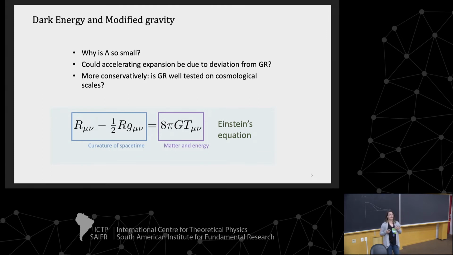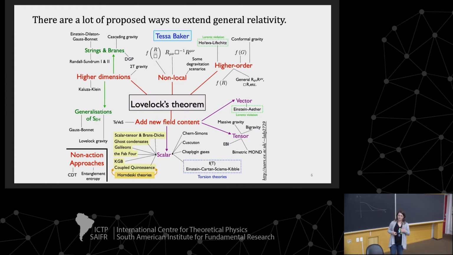But one of the things you can ask when we're trying to understand dark energy is whether the accelerating expansion of the universe could be a sign that general relativity needs to be extended in some way. More conservatively, by looking at models which extend general relativity and constraining them, we can look at where general relativity and what properties of gravity have been really well tested and constrained. So what deviations are still allowed given observations. And there are many possible ways to extend our description of gravity.